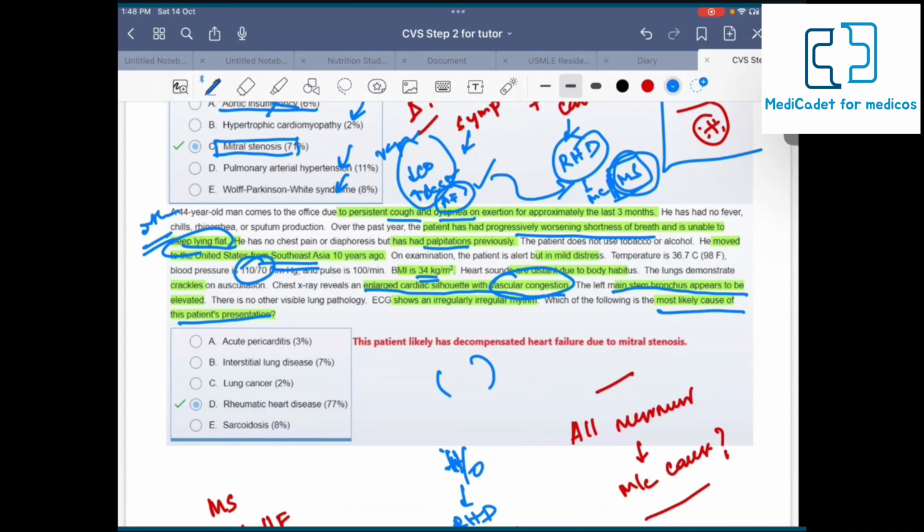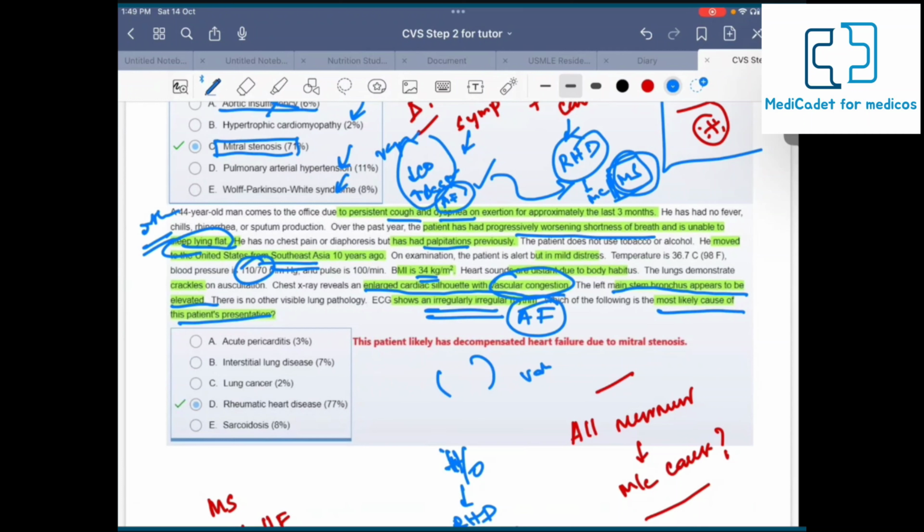And they have mentioned this rare clue, which is that the left main bronchus is elevated. It doesn't indicate MS. It just indicates that the pulmonary artery is getting dilated. What is the condition in which pulmonary arteries get dilated? Some kind of backward pressure is there. So far all the symptoms point toward some kind of pressure from the left side of the heart going all the way backward. But the important clue is the irregular rhythm, which is AF.